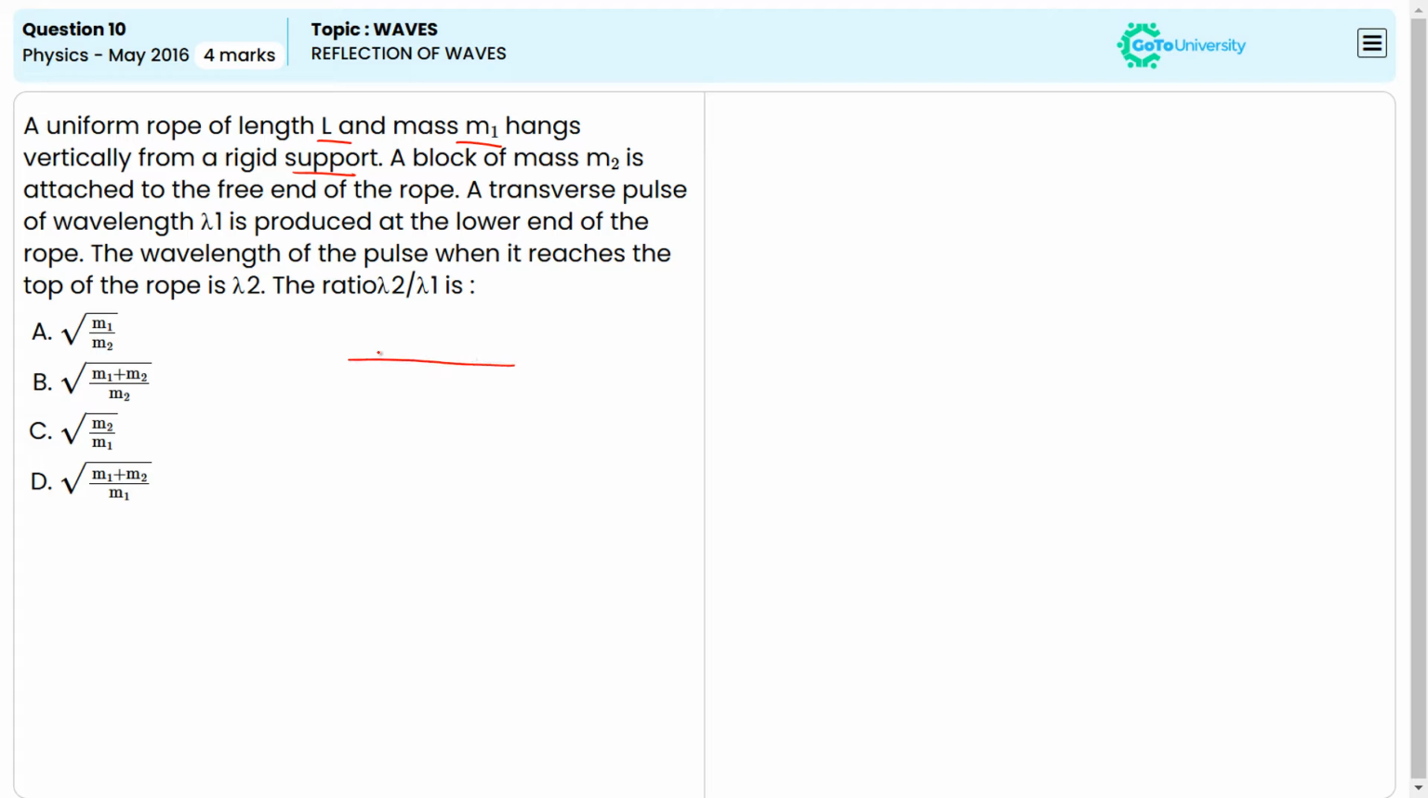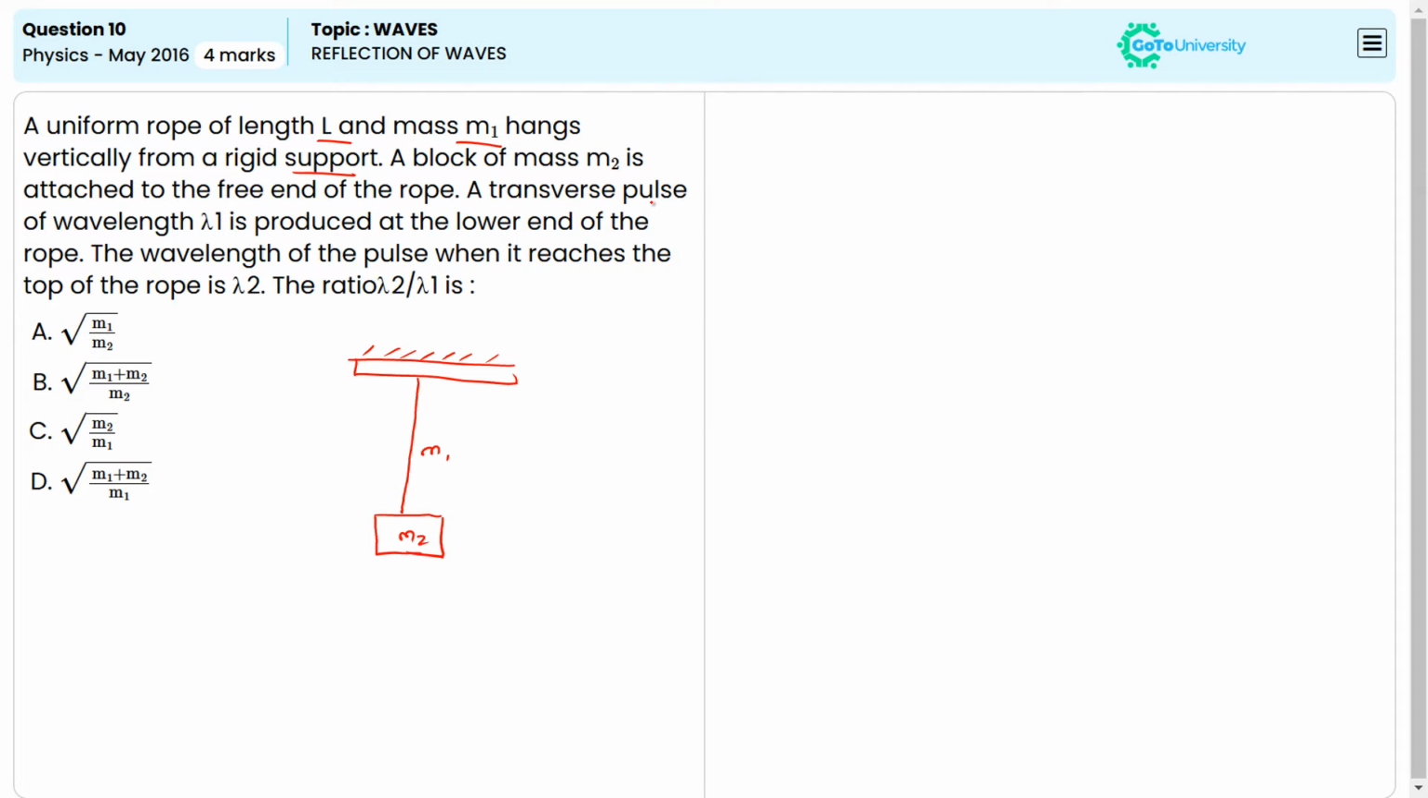One rigid support is there. Assume this is the rigid support, and to this one rope is attached. This rope mass is m1. And at the end of the rope, one mass m2 of weight m2 g is freely suspended.